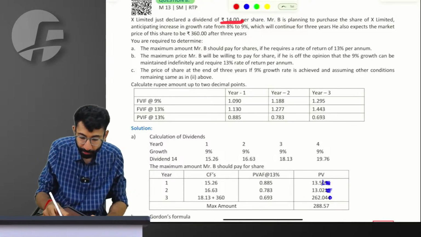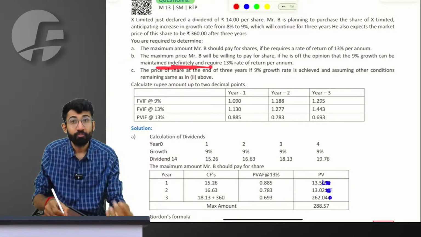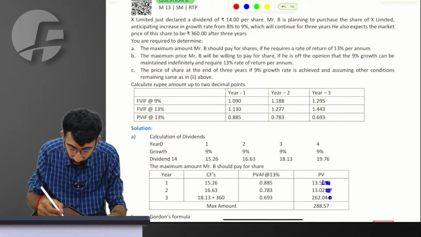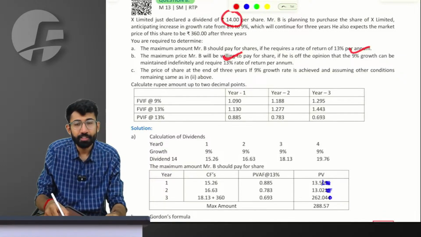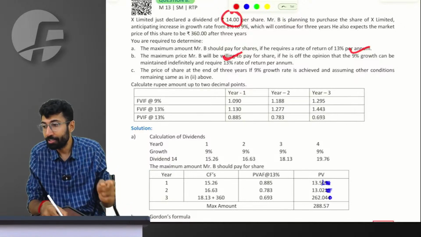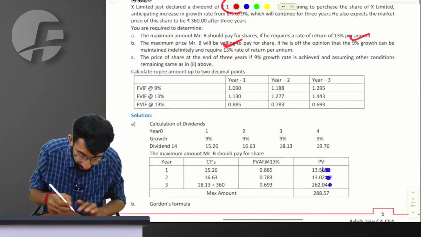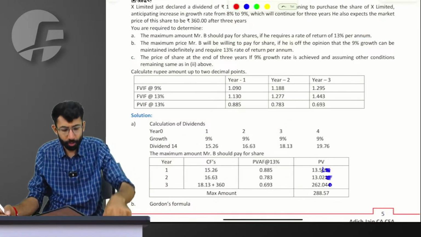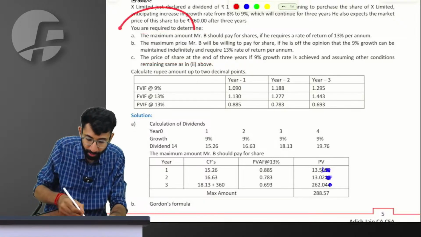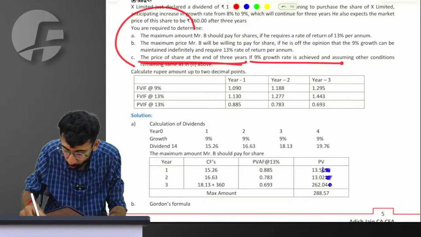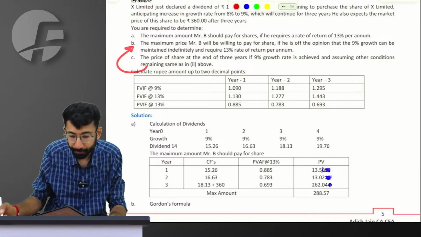Sir, D0. If you read the question, you will see that they are talking about indefinite growth, which means Gordon's formula, where growth is 9%, 13% is KE, this is D0. This time you will have to apply D0 into 1 plus G. As you people are saying, 381.5 is the answer, nothing out of the world. Part 3 is what I like, which is why we are here for this question. You have to find out the price of the share at the end of 3 years, if the growth rate of 9% is achieved, assuming other conditions remain the same as part B above.